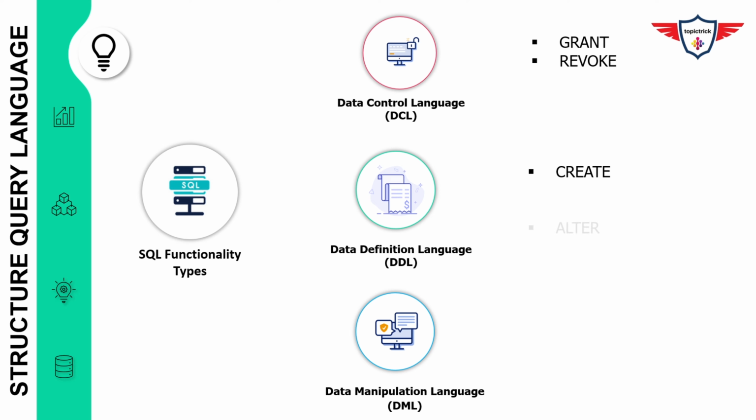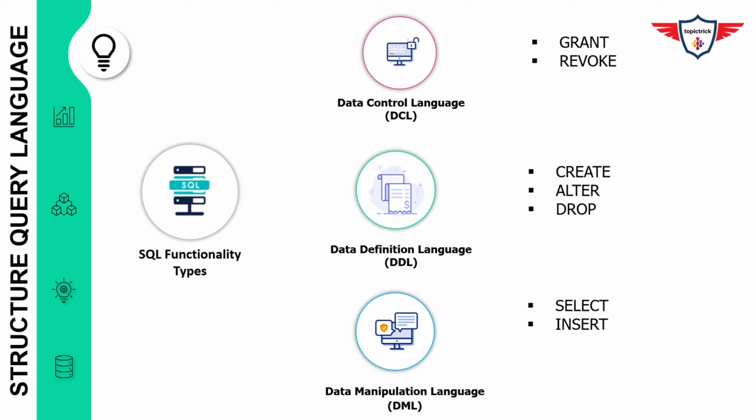Data definition language is generally used to define the structure, for example tables or views. And there are three SQL statements which are generally used for this purpose. First one is create, that we'll use to create an object. Second one is alter, in case you want to modify the structure. And third one is drop, if you want to drop the structure.